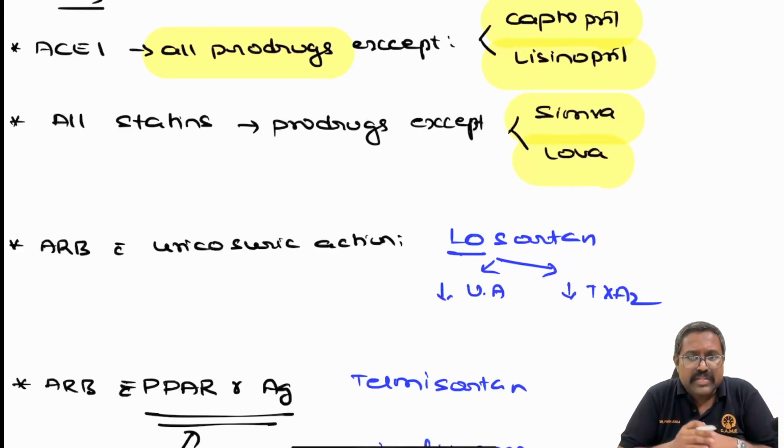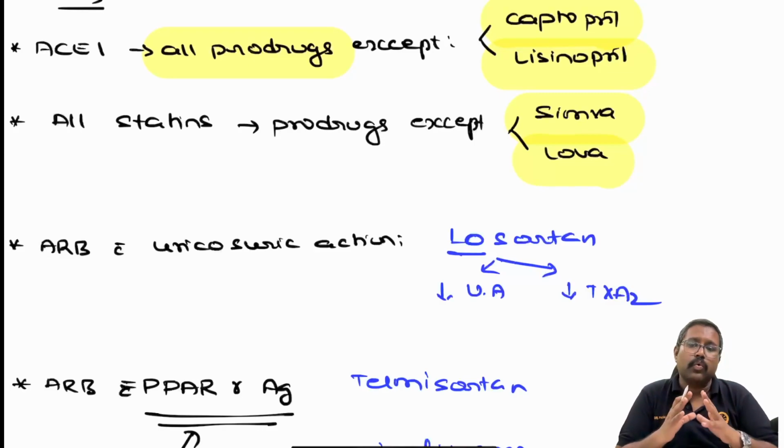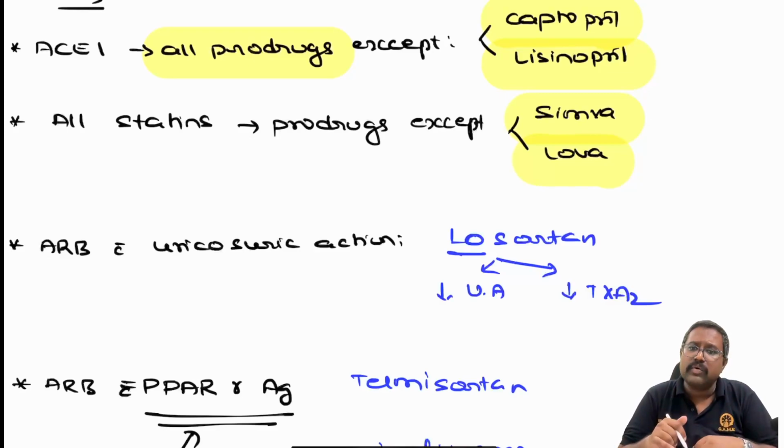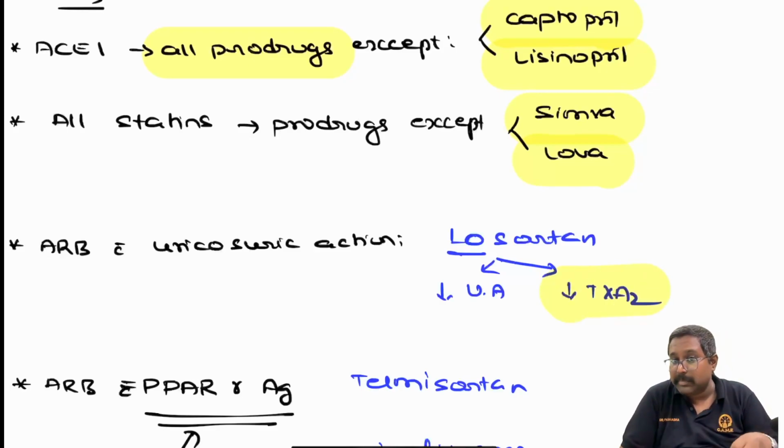Among the ARBs, which is the drug which has uricosuric action? You can remember it very easily: the drug which starts with "lo", that is losartan. It causes a lower uric acid level in the body, and it also decreases thromboxane activity. So it has antiplatelet action as well as uricosuric action.